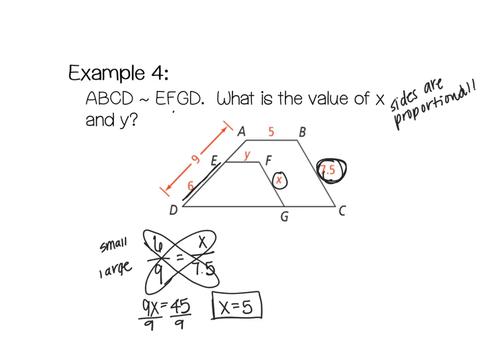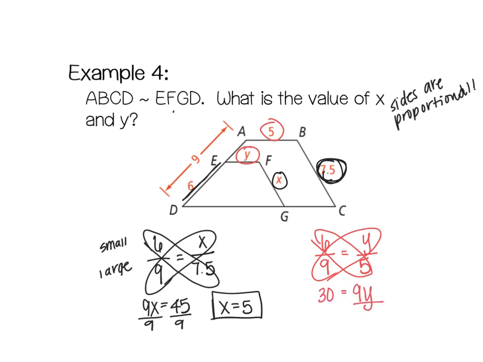I'm going to do the same thing for Y. So I'm going to use my 6/9, and then I put Y on top because it also is the part of the smaller shape, and it corresponds to 5. And so I'm going to cross multiply. 6 times 5 is 30. 9 times Y is 9Y. And if I divide both sides by 9, I get 3.3 repeating.